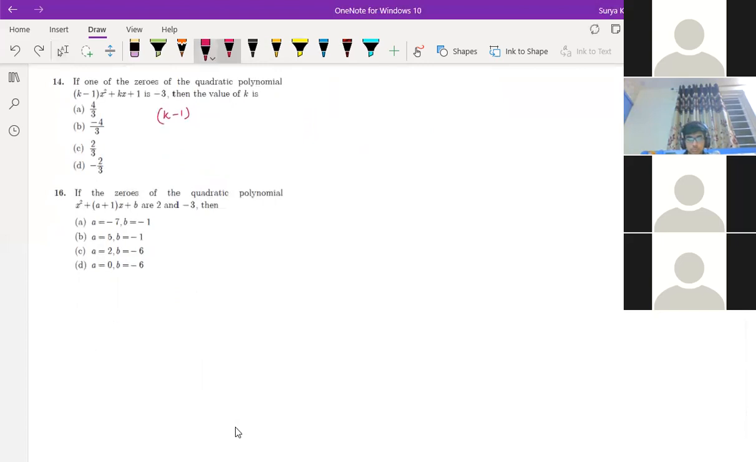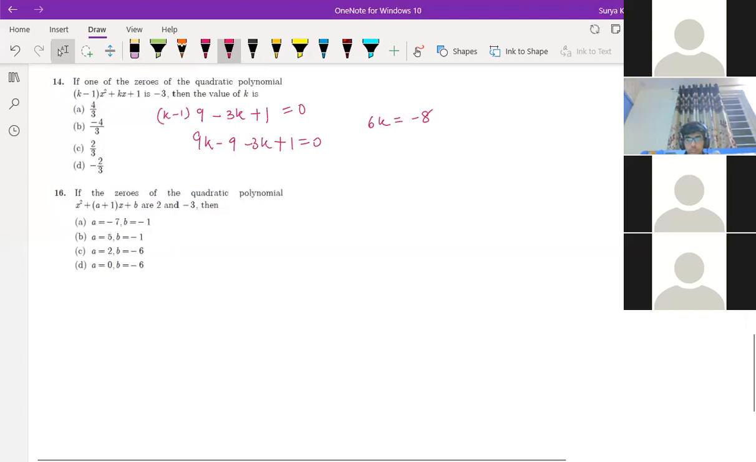So (k minus 1) into (9 minus 3k) plus 1 is equal to 0. Can you solve this? 9k minus 9 minus 3k plus 1 is equal to 0. So 6k is equal to minus 8. Sorry, plus 8. So k is equal to 8 by 6 and the answer is 4 by 3.